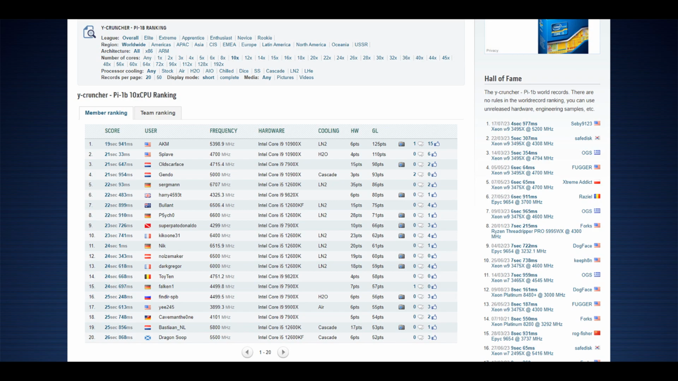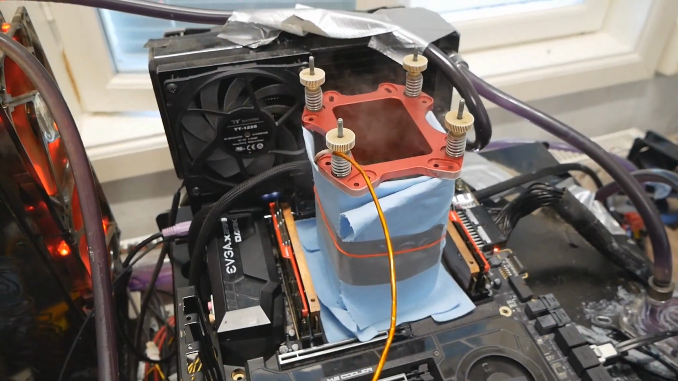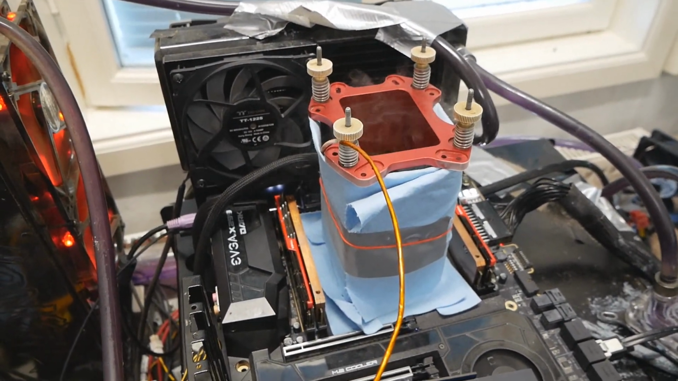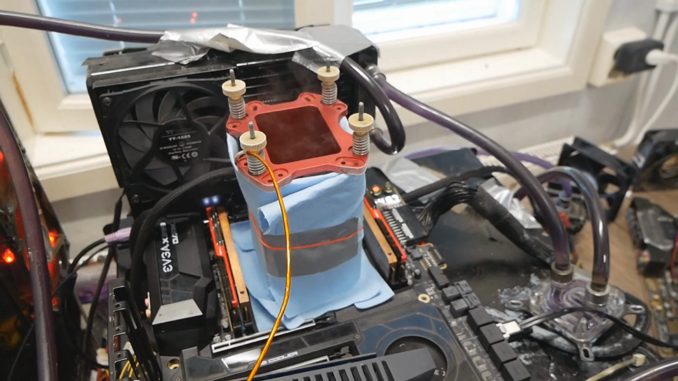X299 platform is still the fastest platform in that benchmark because of quad channel memory. So obviously with the other core counts, the new Xeon platform from Intel is taking over, but with the quad channel memory, the 7900X or 10900X is still the fastest CPU in YCruncher 1 billion.